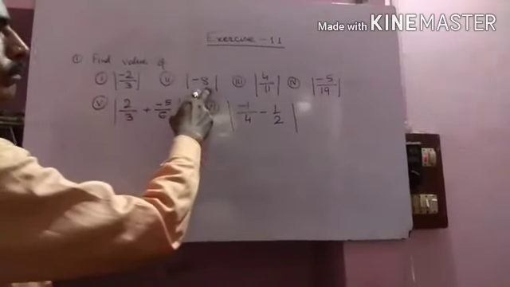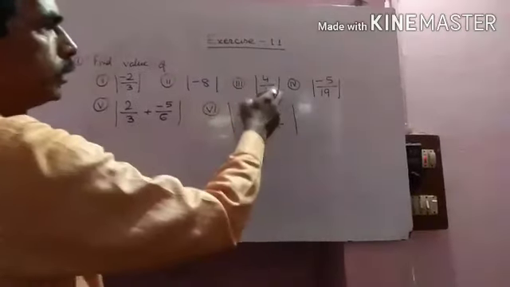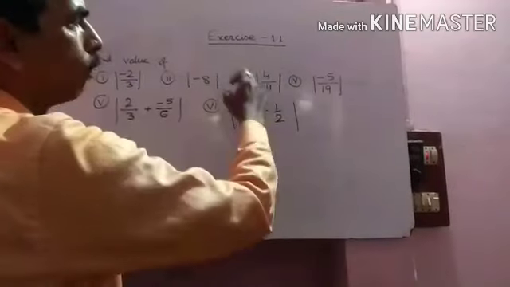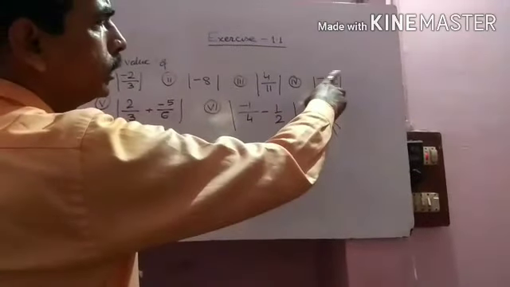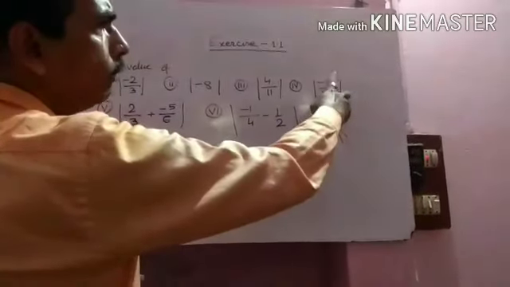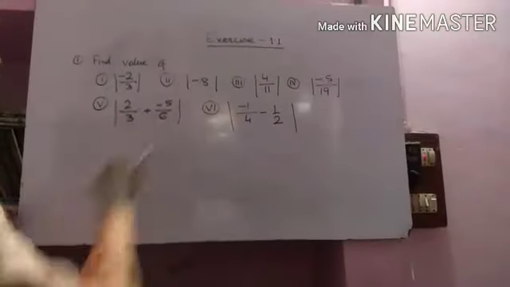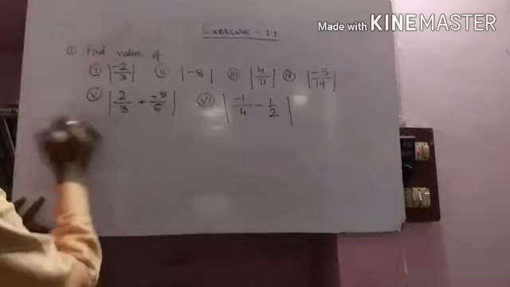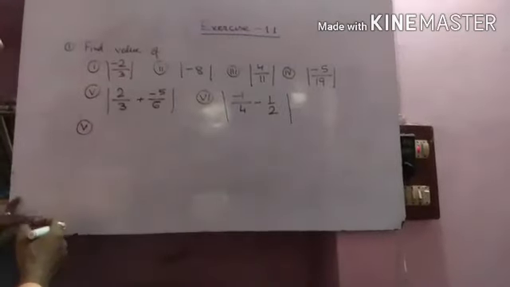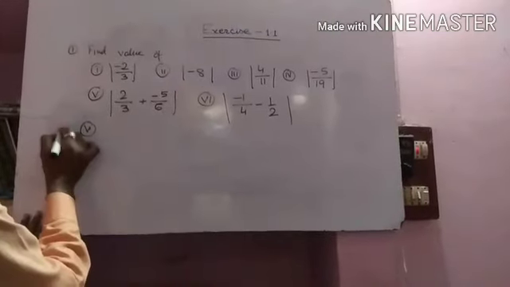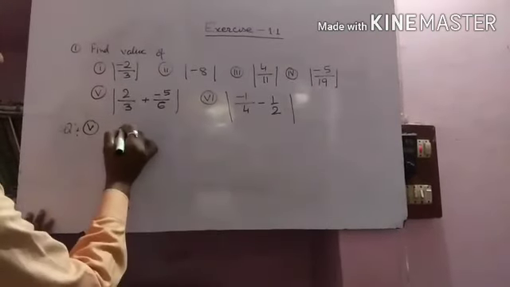This becomes 8. The positive number remains as it is, meaning 4 by 11. The next one is negative, meaning negative of the negative number. It becomes 5 by 90. So I am going to solve this question. Question number 5. The rest, question number 1 to 4, you solve by yourself. Okay, I am going to solve question number 5.